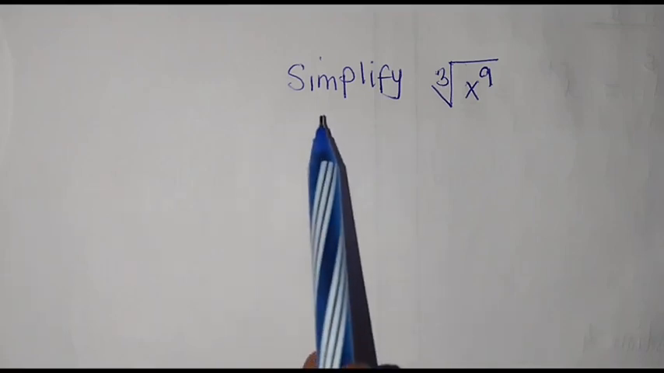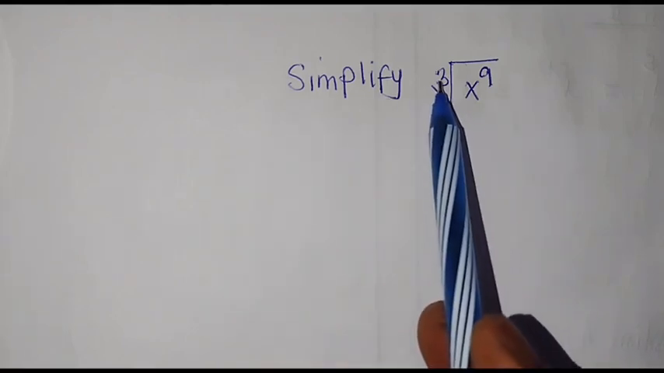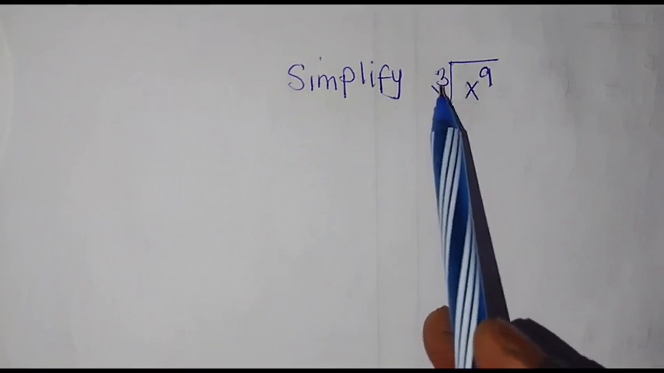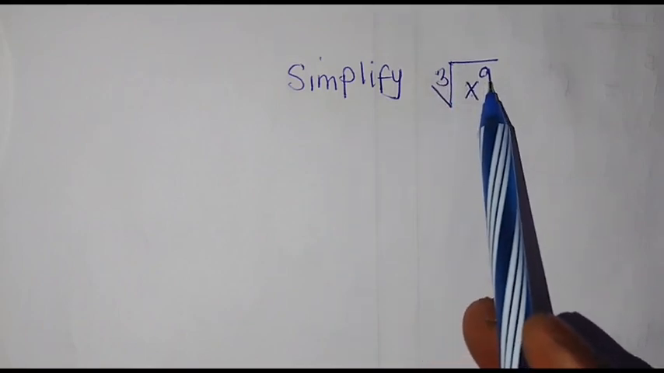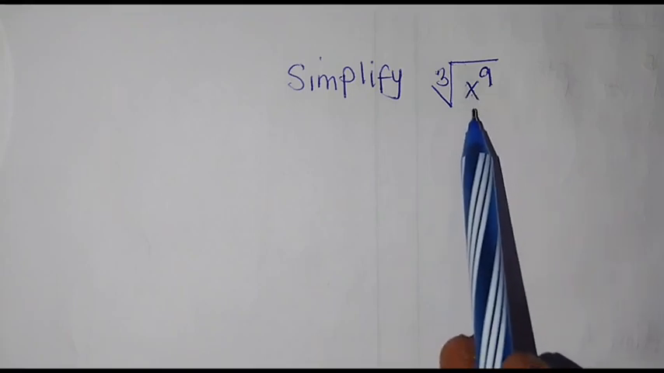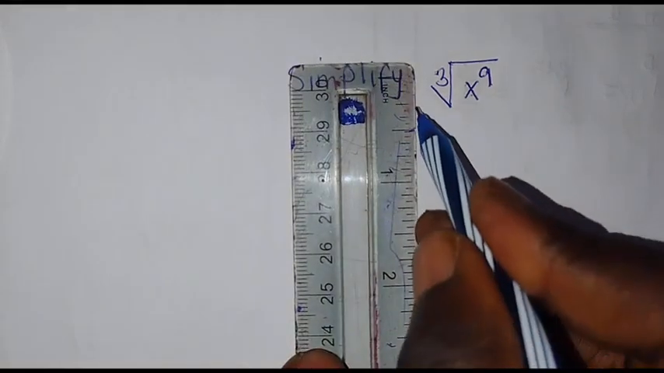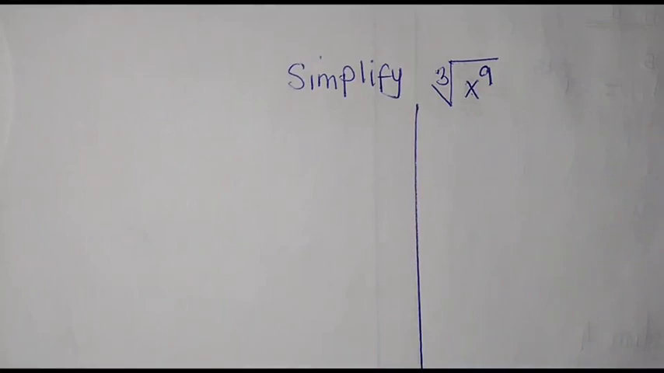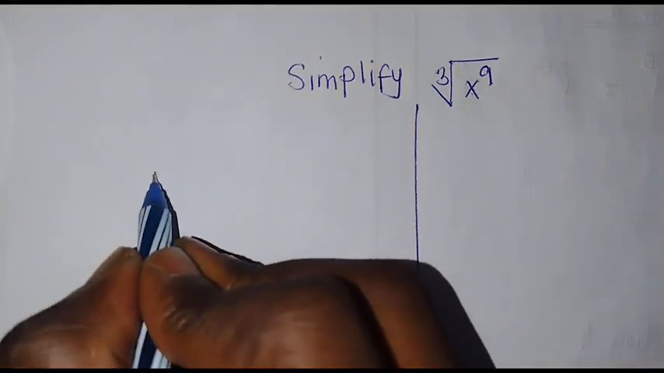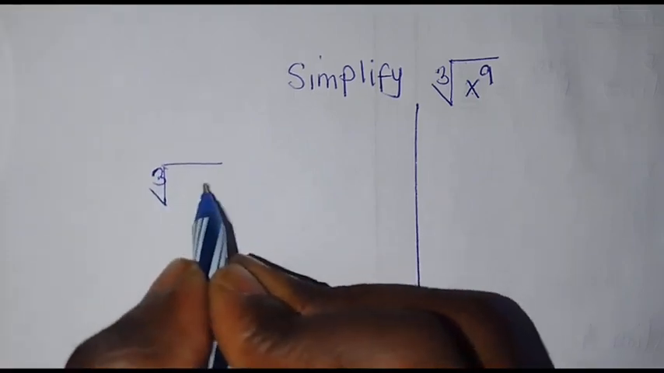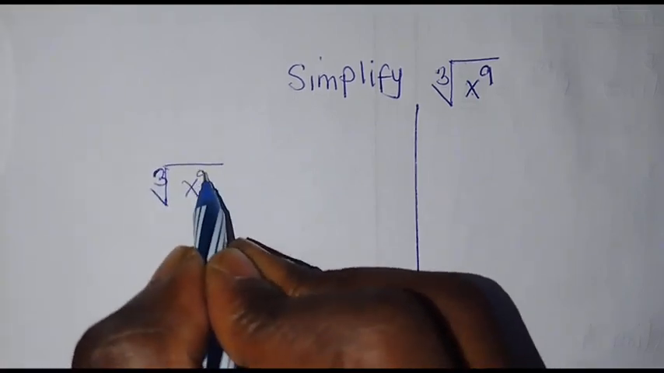Alright, so this is our second question. Simplify. We have the third root of x power 9. So there are 2 ways you can simplify this question. We are going to use those 2 ways to see if you are going to arrive at the same answer. So let's do this. Let's create space. So we are going to start with our first one. We have the third root of x power 9.